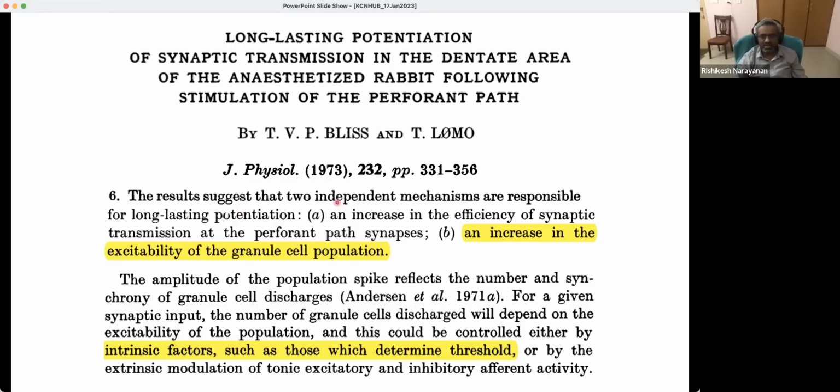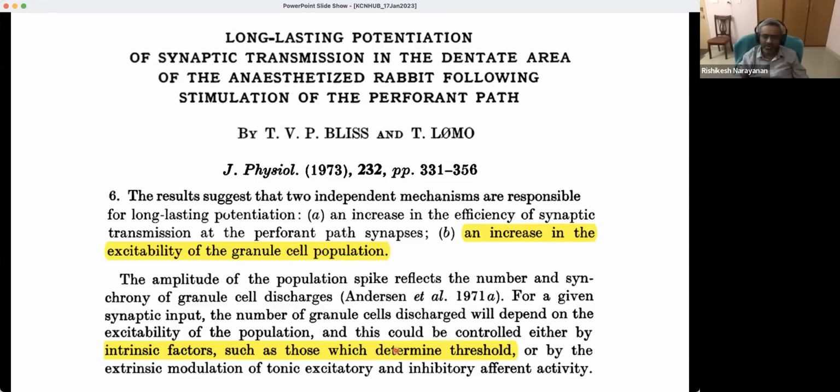So the results suggest that two independent mechanisms are responsible for long-lasting potentiation. One, an increase in the efficiency of synaptic transmission at the perforant path synapses. This is what the literature ran with and called LTP. And two, an increase in the excitability of the granule cell population. And if you read through the paper carefully, you would see that there are experiments where they don't observe A, but they do observe B. You would see that there is an increase in excitability, but no change in synaptic strength, basically.